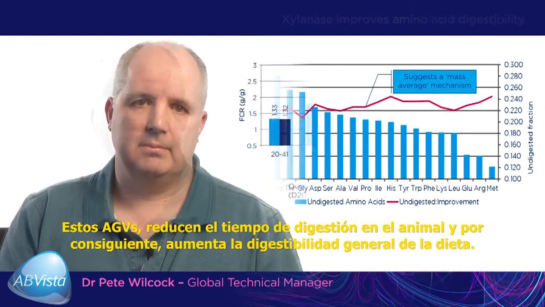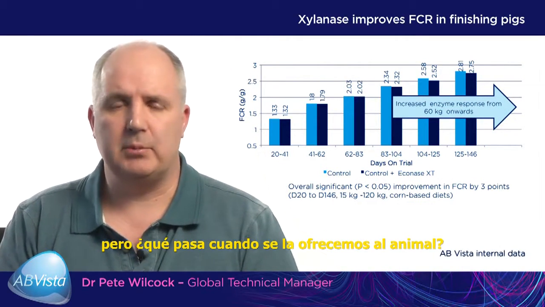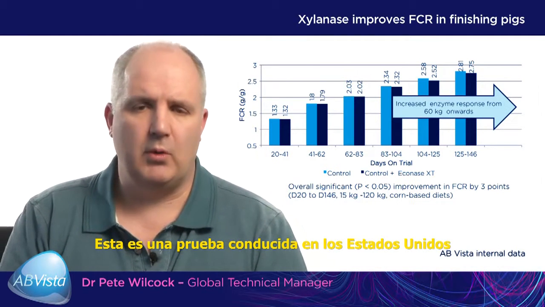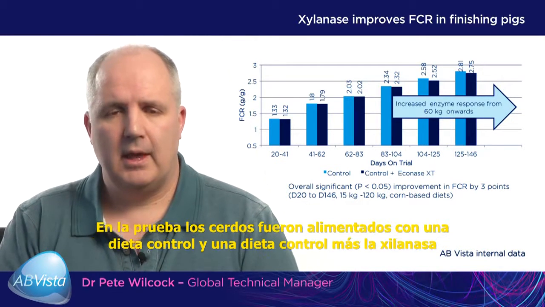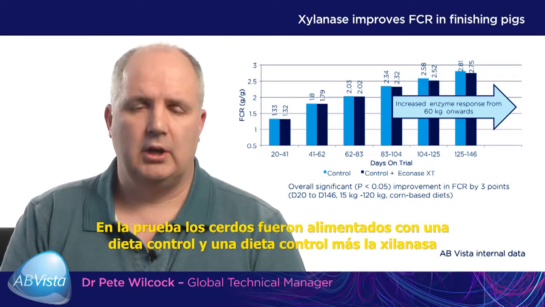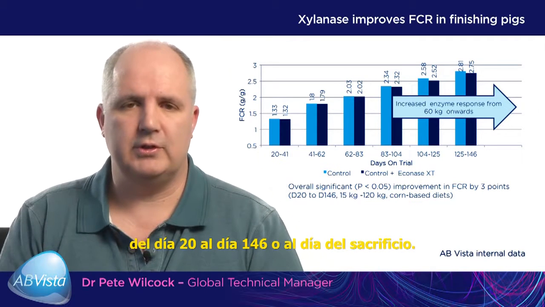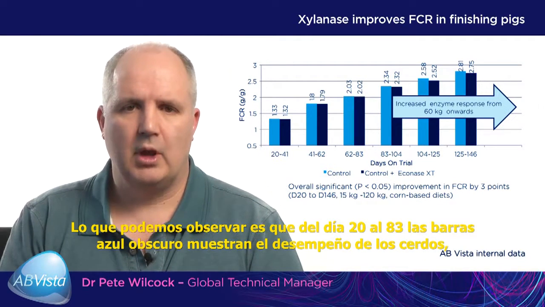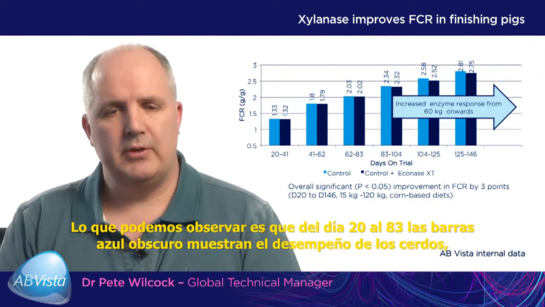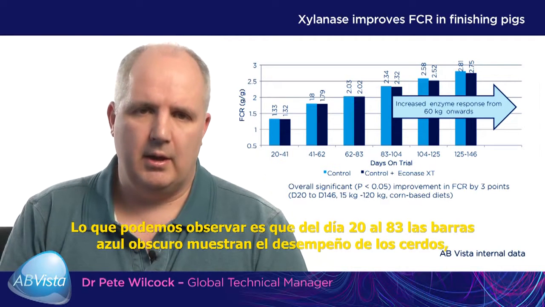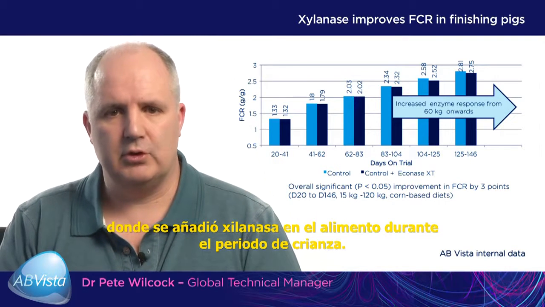We've talked about the mechanistic effects of the Xylanase, but what happens when we feed a Xylanase to the animal? This is a trial that was conducted in the US in finisher pigs, fed corn, soy and distillers. In the trial, the pigs were either fed the control diet or the control diet plus the Xylanase from day 20 to day 146, or in effect slaughter. What you can see is that from day 20 to day 83, the dark blue bars, which are the performance of the pigs fed the Xylanase, you see a small improvement in feed conversion.